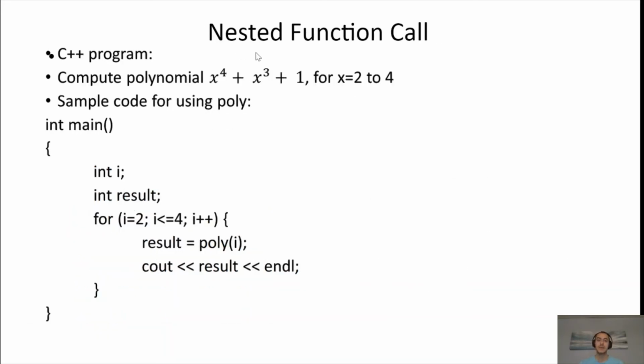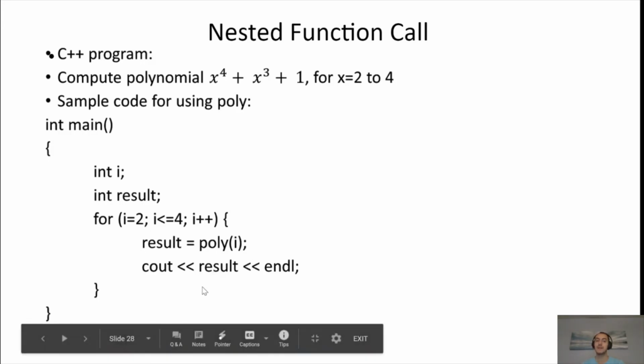Now let's look at a more general case where we have some kind of nested function call. Here the goal is to compute this equation: x^4 + x^3 + 1, and you have some loop with x going from 2 to 4, and every time you output that value. So this is your main, and you're calling this poly. This is another function that we're introducing.